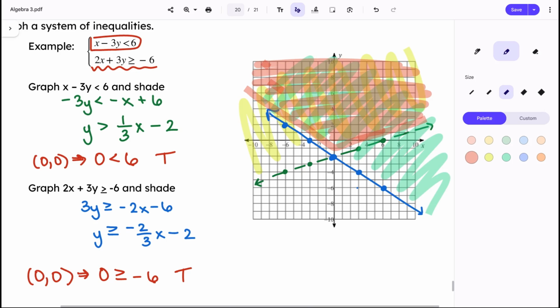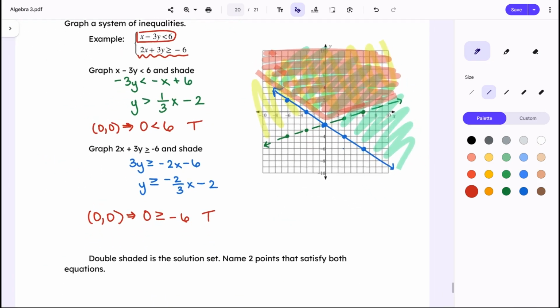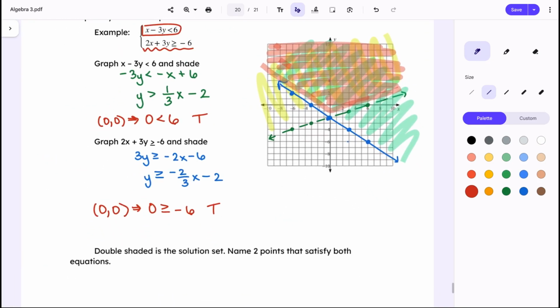Okay? All right. Oh, we've got one final question. Hold on, we're not done. There's one little question at the bottom here. Double shaded is the solution set, so we just talked about. Name 2 points that satisfy both equations. So give me 2 points that are in this area that I just went over in pink. Any 2 points.